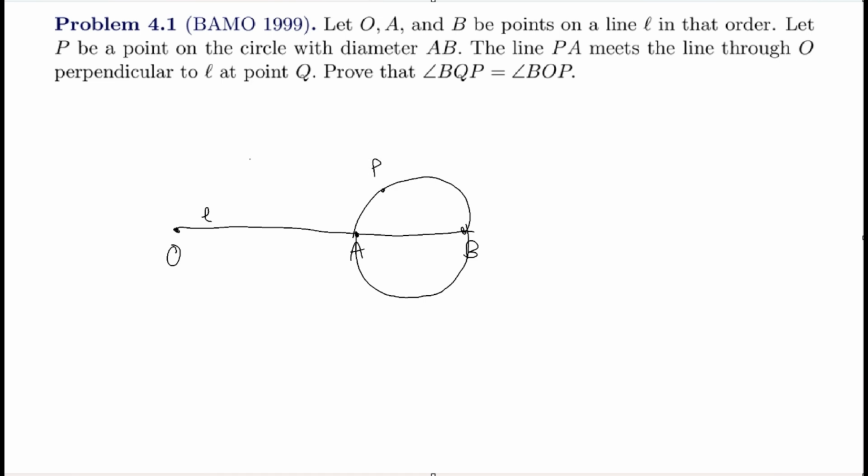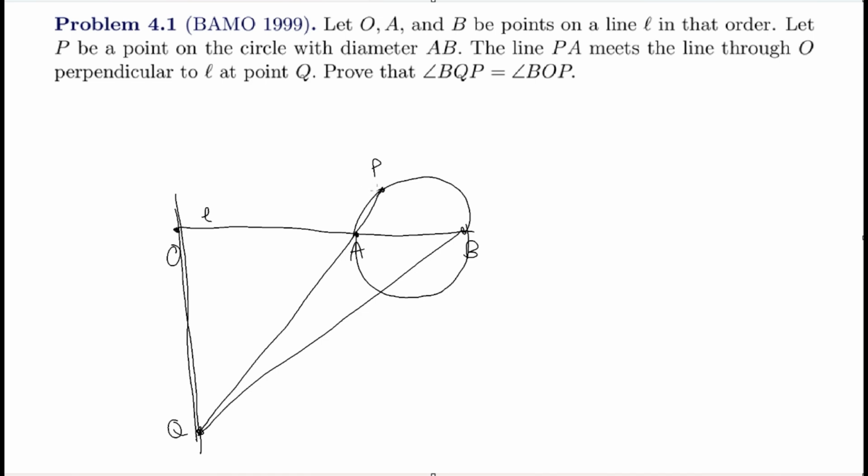And the line PA meets the line through O perpendicular to L at point Q. So this is a line perpendicular to L at O, and this is the line PA. And it intersects here at Q. And the goal is to prove that angle BQP is equal to angle BOP.